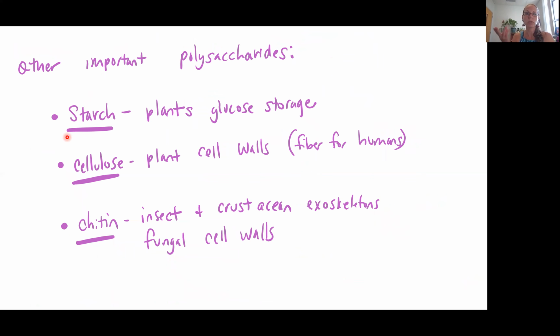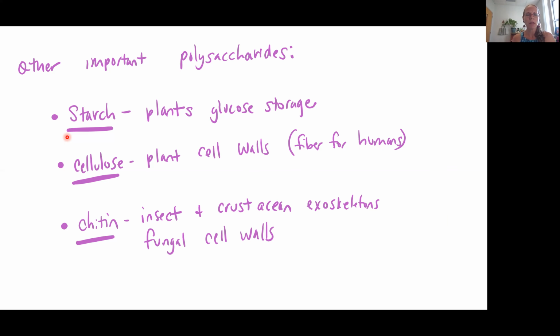Now, animals use the glycogen for glucose storage. Plants use starch for glucose storage. So starch is a good source of carbohydrates for a lot of animals, including humans. So you know that you'll find this in potatoes and wheat and pasta, which is made from wheat, so breads also.